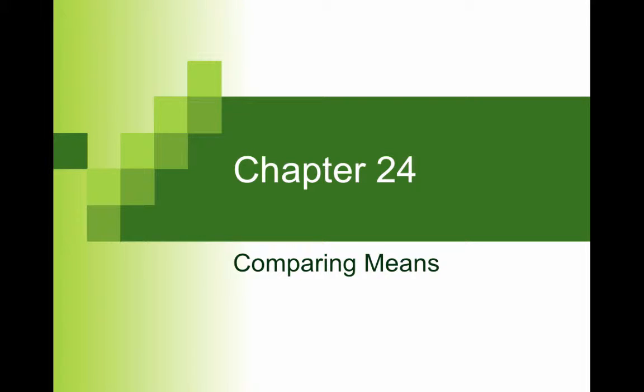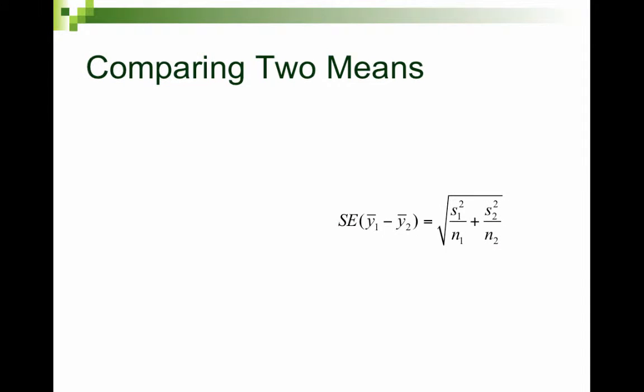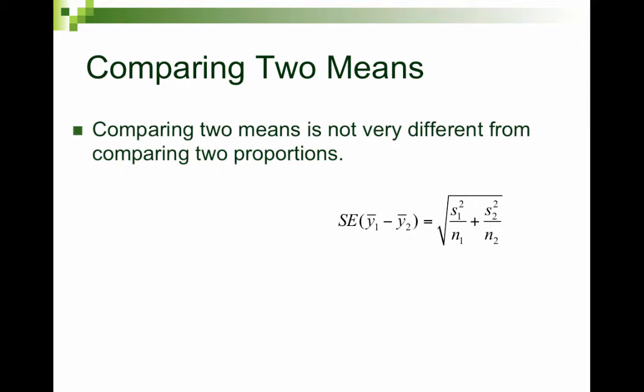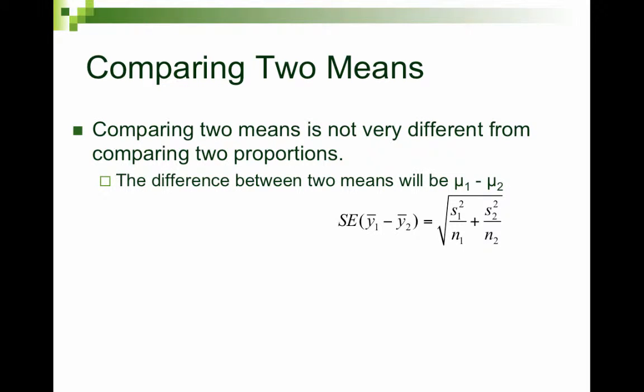We're starting chapter 24, which is comparing means. So now instead of just dealing with one sample, we'll be dealing with two. When we are comparing two means, it's not very different from comparing two proportions. So similar concept if you have two means as having two proportions. The difference between the two means is going to be mu1 minus mu2.